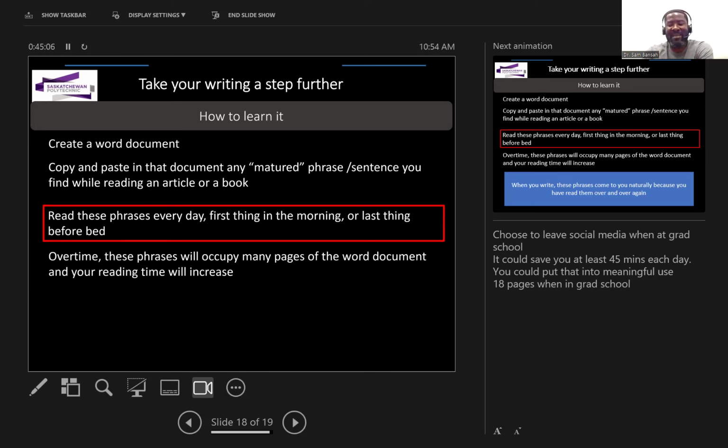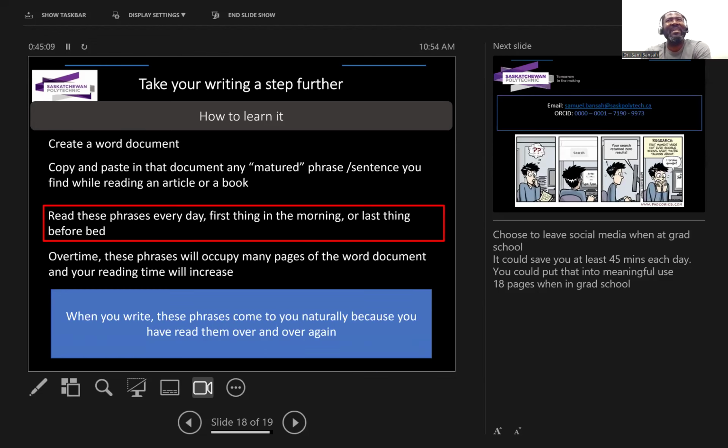So I kept adding to this document. And whenever you write, because you've seen these words over and over again, when you are writing, these phrases and words come to you naturally because you have read them and seen them every day for many months. So when you are writing, these phrases come to you. They are a combination of it and all of it, and you are putting it all together. It wouldn't be exactly what you copied and pasted.